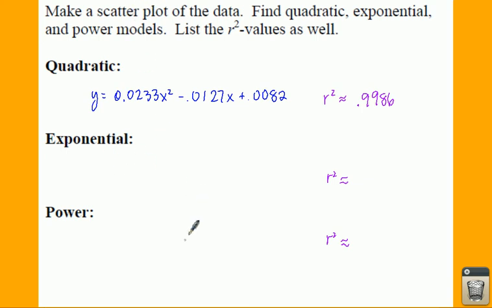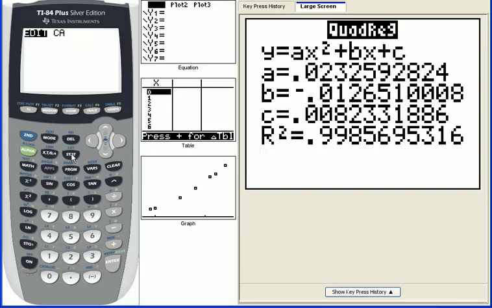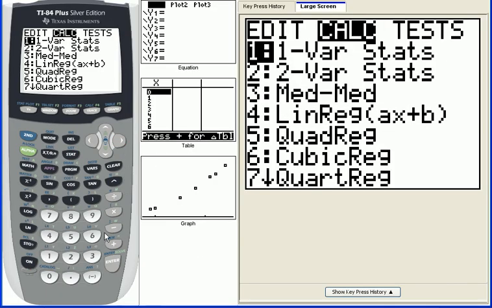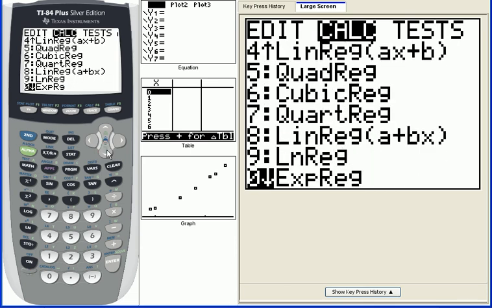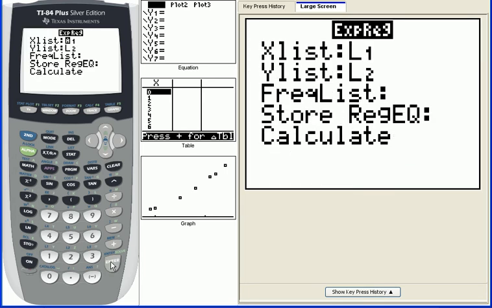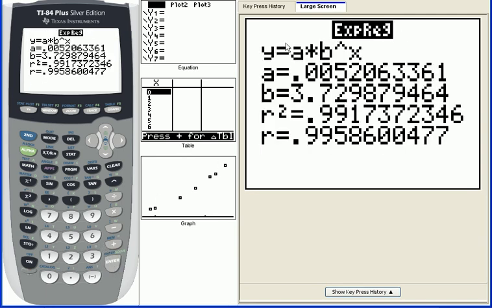So let's try to find an exponential model. So for an exponential model, we're going to go to our calc menu again. So stat, go over to calc, and we need to find your ExpReg. Exponential. So we're going to hit enter. L1, L2. There's that. So this one follows the form of y equals a times b to the power of x.